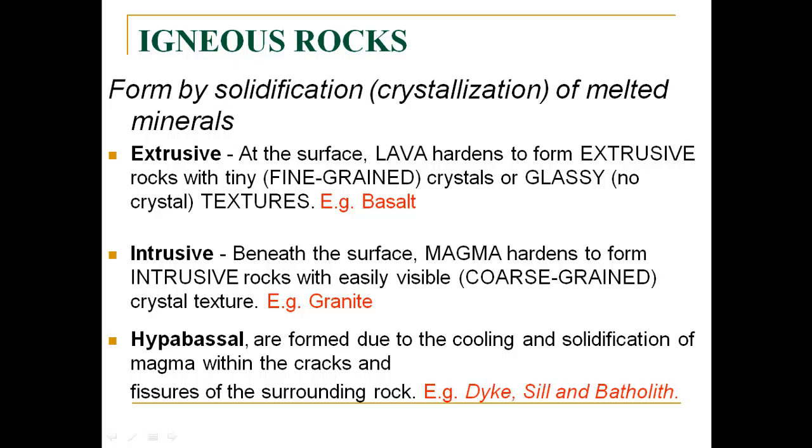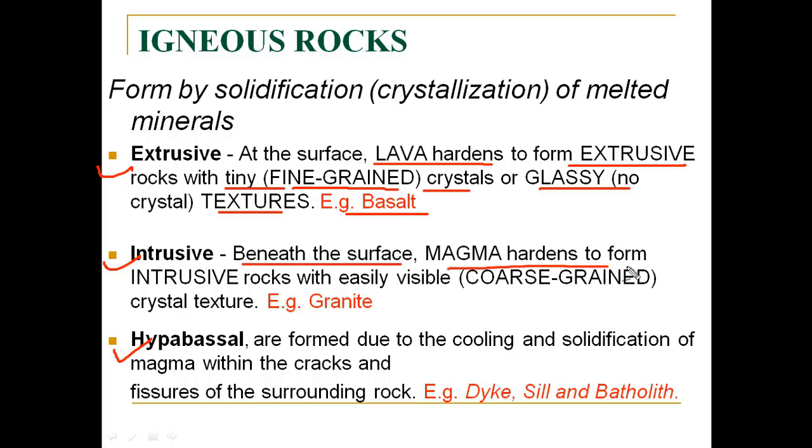There are three ways by which igneous rocks are formed: extrusive, intrusive, and hypabyssal. Extrusive rocks form when the molten material solidifies on the surface of the earth. Lava hardens to form extrusive rocks. Now these rocks have tiny or fine grained crystals. They are glassy in nature and the texture is fine grained. For example, basalt.